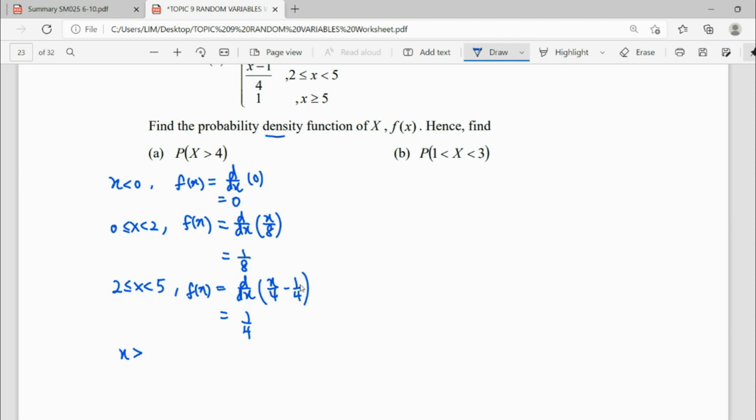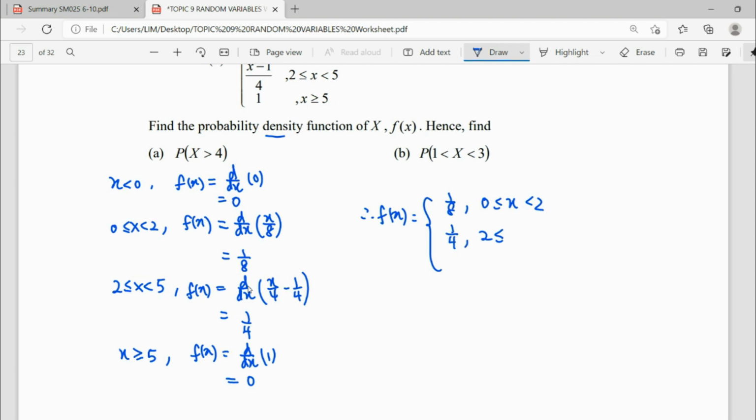So the last step, for the last interval, probability density function, we're going to differentiate the number 1. So it gets 0. So from here, we can conclude our probability density function, which is our piecewise function: we have 1 over 8 for x between 0 and 2. Another answer is 1 over 4 for x between 2 and 5. Lastly is 0 otherwise. So this is our small f.